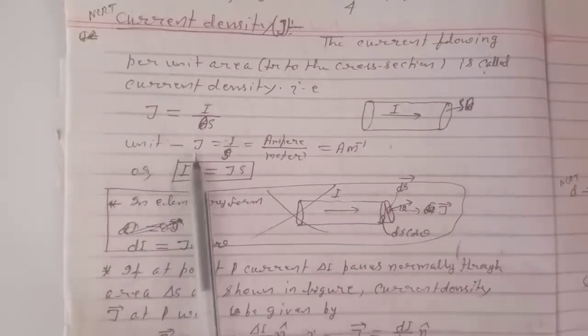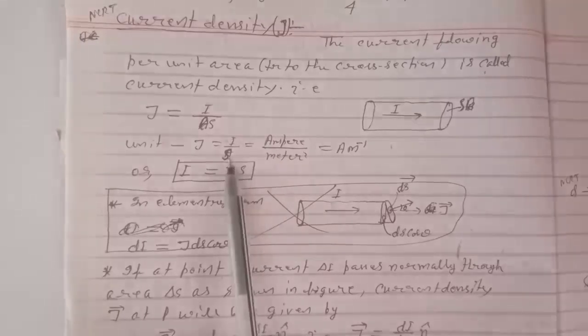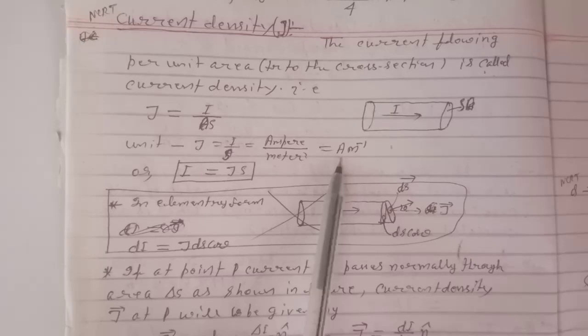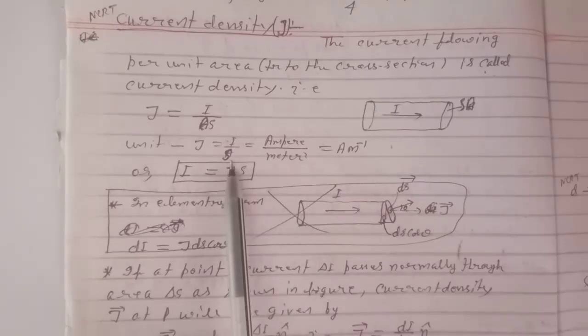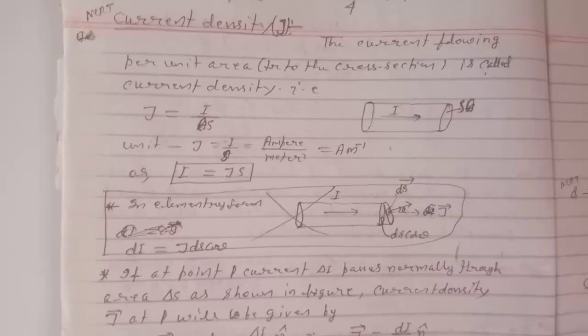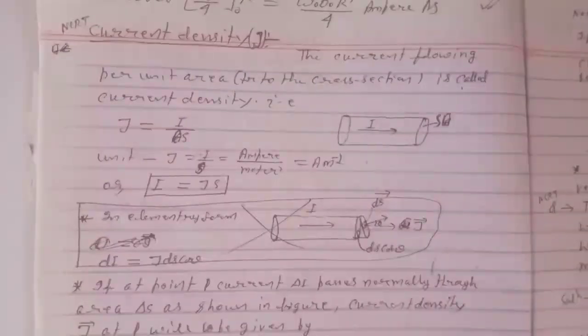Now the unit of J equals I by A. The unit of I is ampere, and the unit of area is meter square. So the unit of J is ampere per meter square.